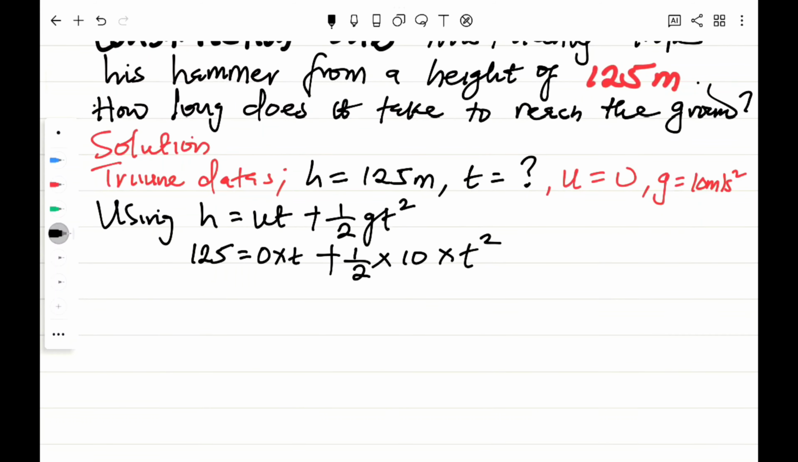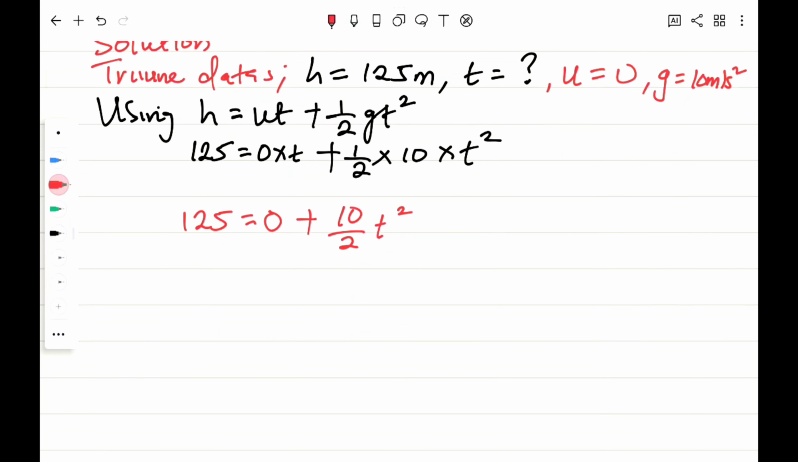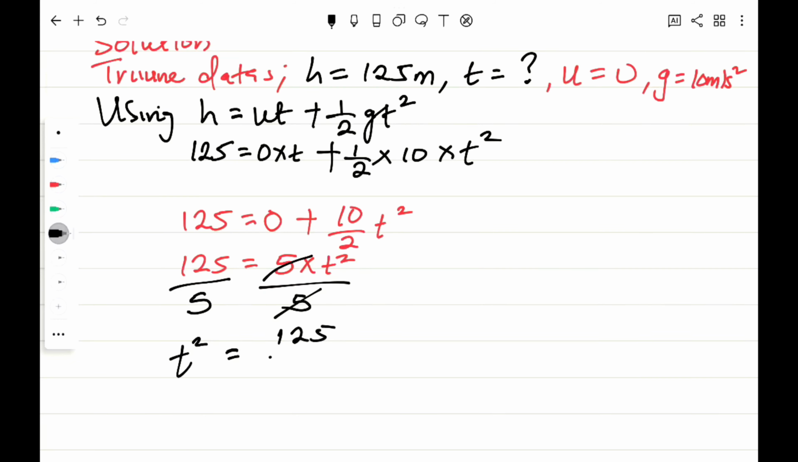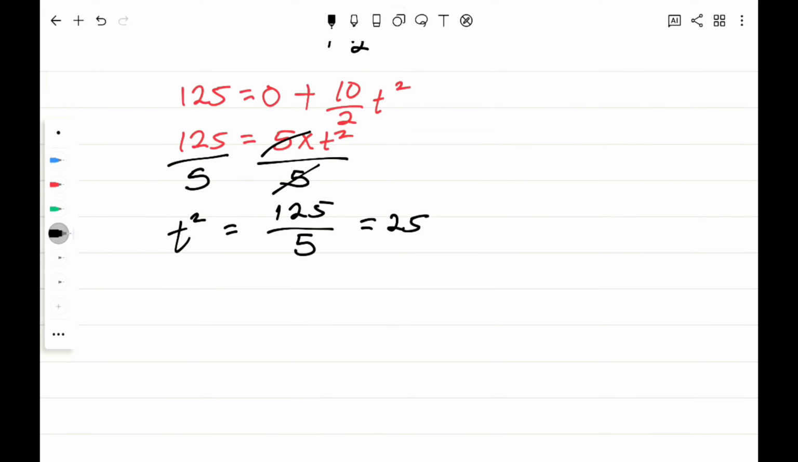Okay, so that we have 125 is equal to 0 plus 1 over 2 times 10 times t squared. So it gives you 10 over 2 t squared, so that 125 is equal to 5 times t squared. So we're going to divide through by 5, and 5 will cancel out 5. Then t squared is equal to 125 over 5, and 125 over 5 will give you 25.